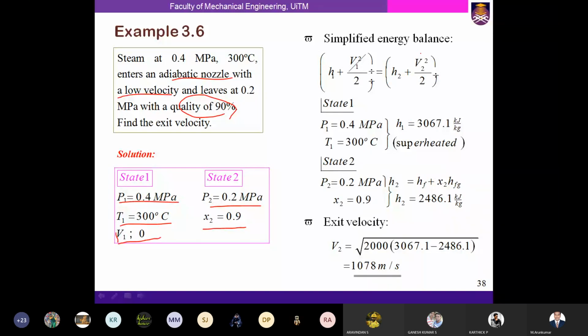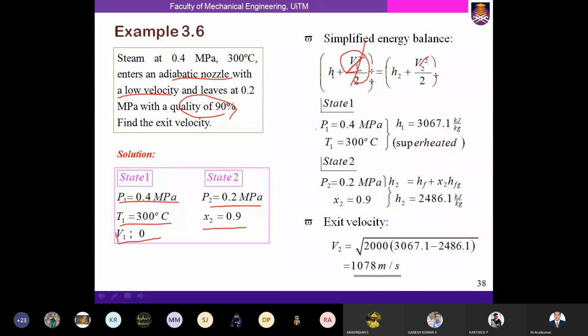If you apply the energy equation, we have H1 plus V1 squared by 2 equal to H2 plus V2 squared by 2. V1 is 0 because we neglect it. Then we have to find these properties: H1 needs to be found, and H2 needs to be found. We can follow the previous problems. Yes, we have P1 and we have T1.